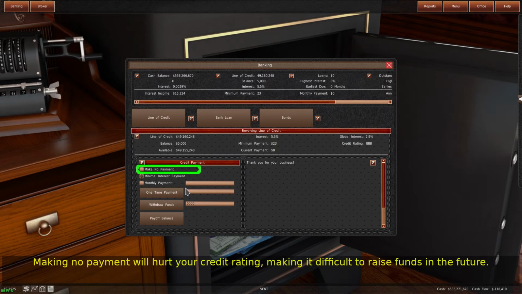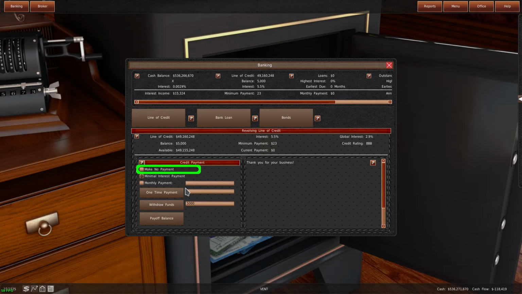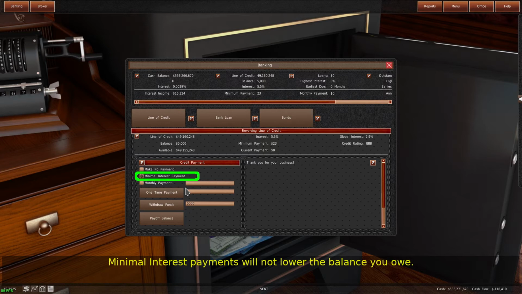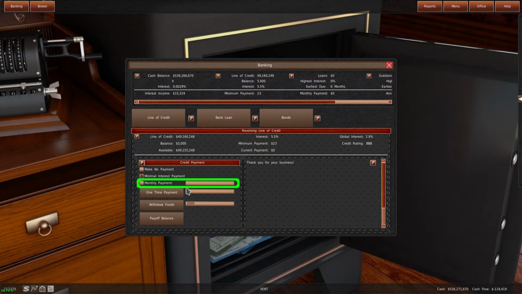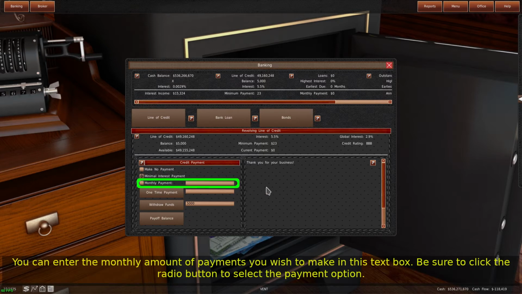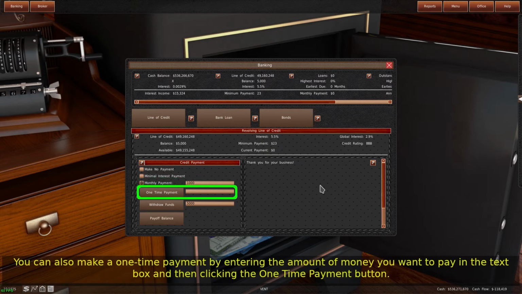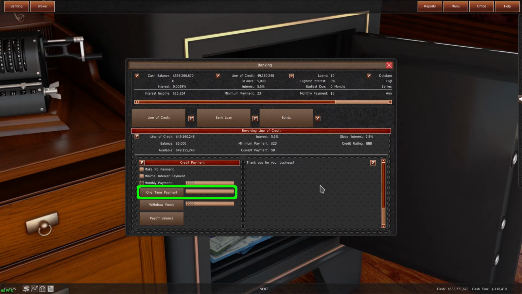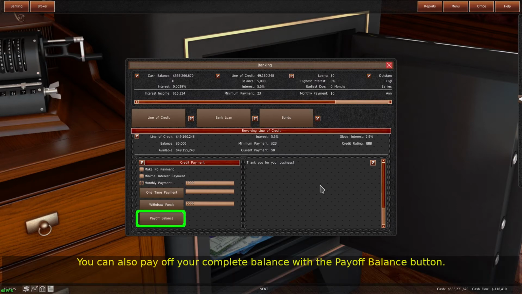Making no payment will hurt your credit rating, making it difficult to raise funds in the future. Minimal interest payments will not lower the balance you owe. You can enter the monthly amount of payments you wish to make in this text box. Be sure to click the radio button to select the payment option. You can also make a one-time payment by entering the amount of money you want to pay in the text box and then clicking the one-time payment button. You can also pay off your complete balance with the Pay Off Balance button.